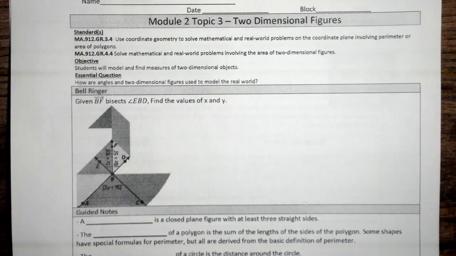Our second standard is GR 4.4. Solve mathematical and real-world problems involving the area of two-dimensional figures. Our objective for this topic, you guys are going to model and find measures of two-dimensional objects. And our essential question for this lesson is, how are angles and two-dimensional figures used to model the real world?